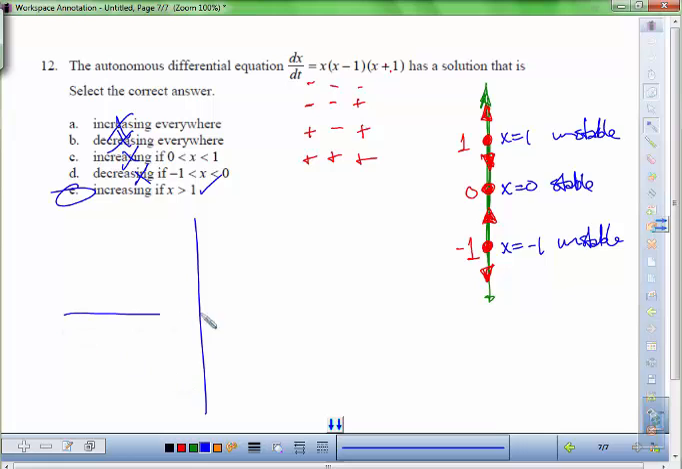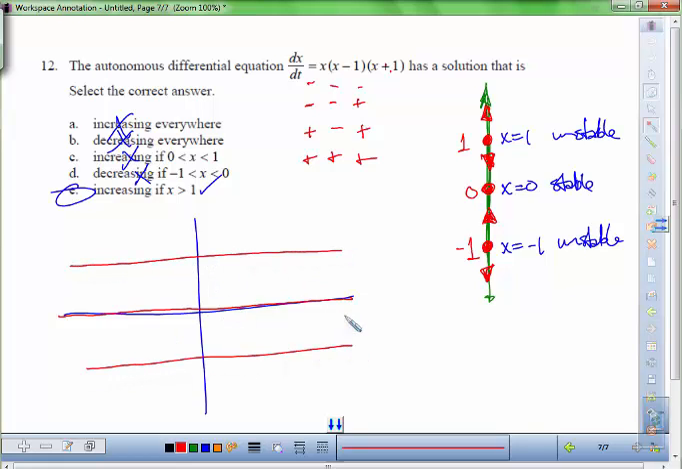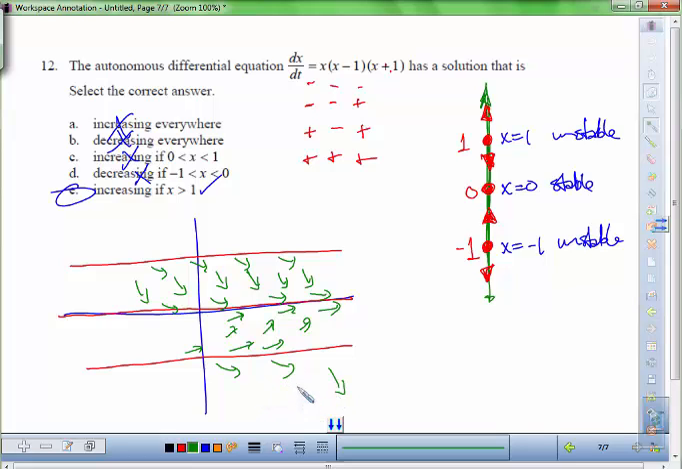You don't need to do this, but if you were to draw a slope field, I don't know exactly how the slope fields are going to look like, but we can kind of guess that it's going to be decreasing here, increasing here, etc. Yeah, that looks okay. All right.